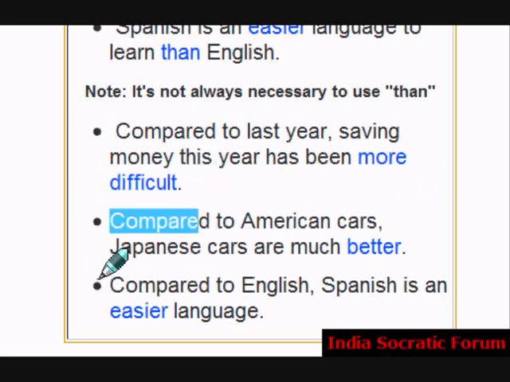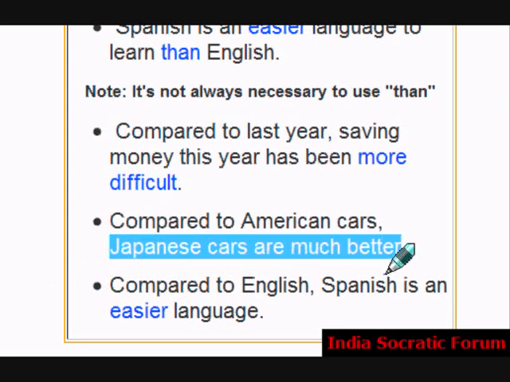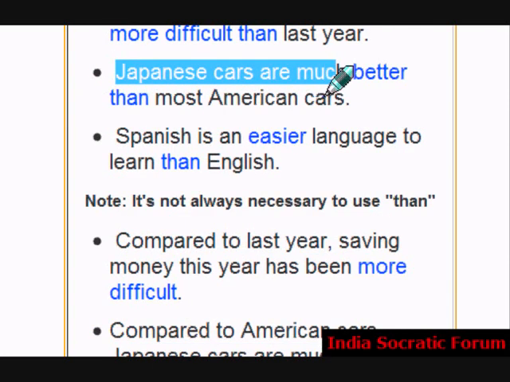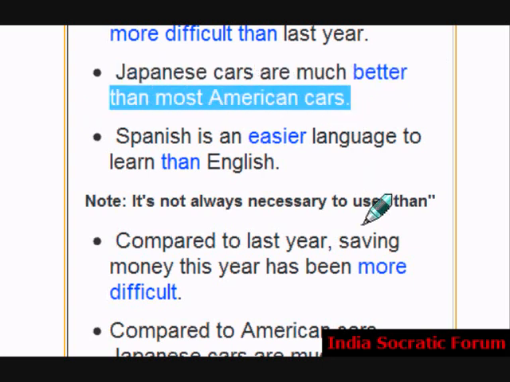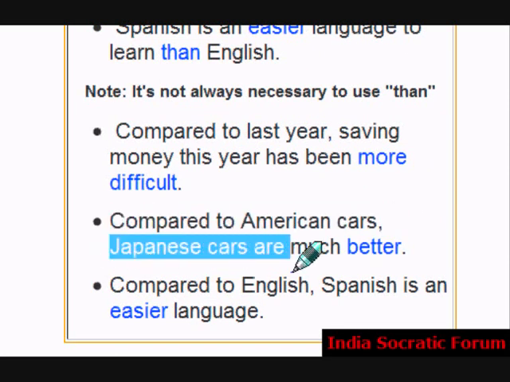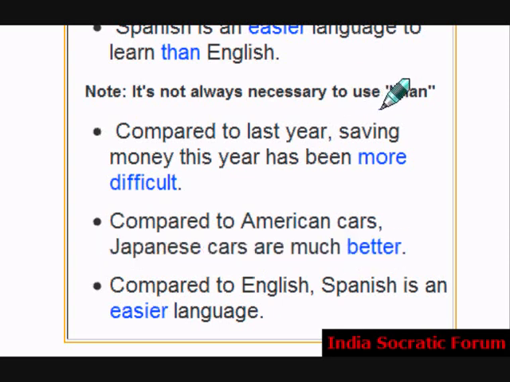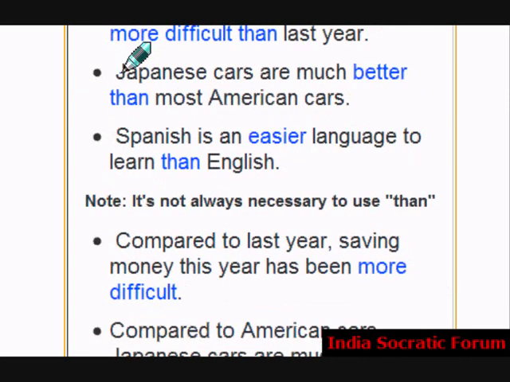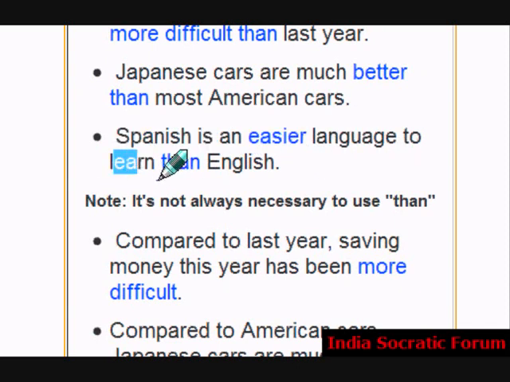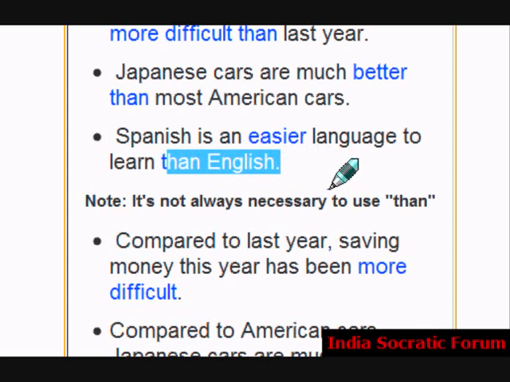Compared to American cars, Japanese cars are much better. The other form: Japanese cars are much better than most American cars. Here, compared to American cars, Japanese cars are much better. Look, without the usage of than. Let's see one more usage without than. Compared to English, Spanish or Tamil is an easier language. Spanish is an easier language to learn than English.